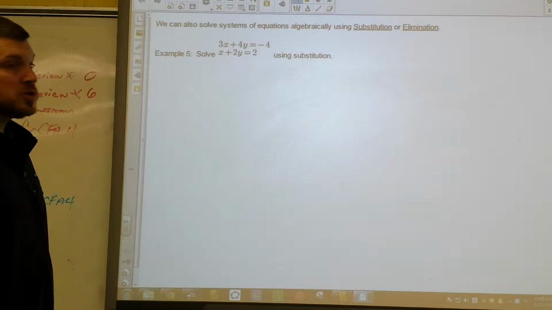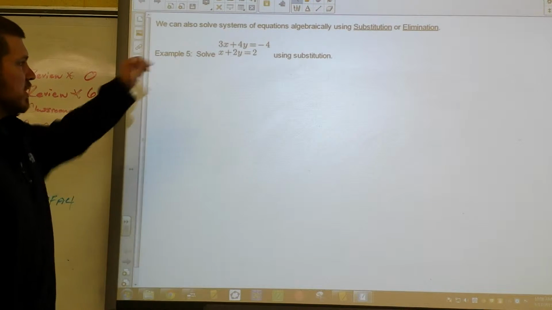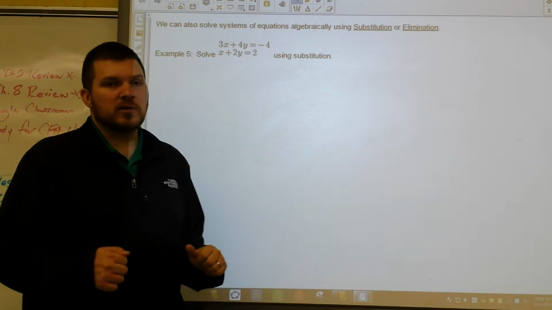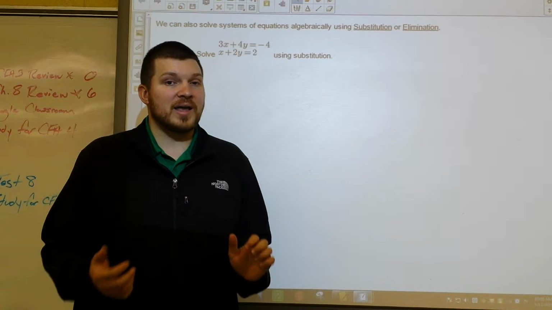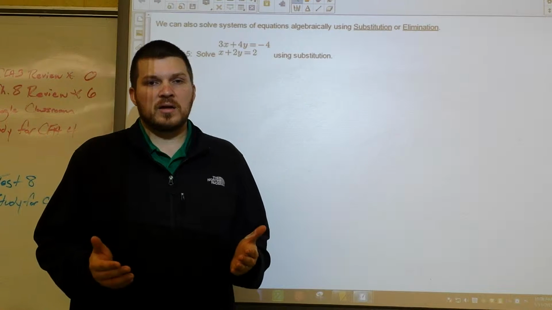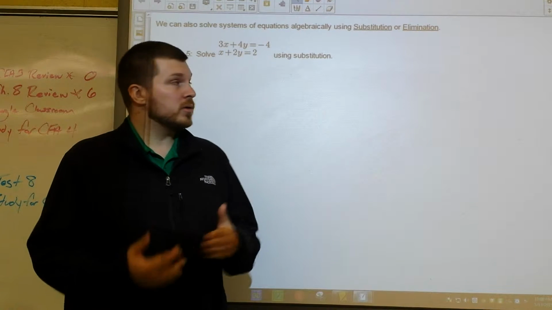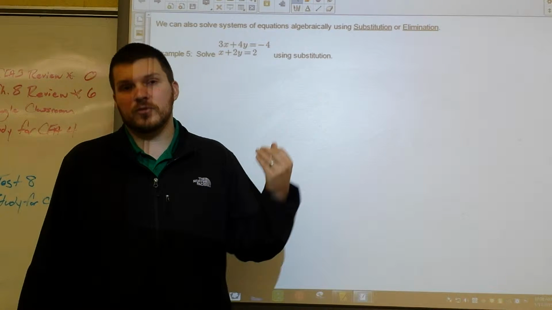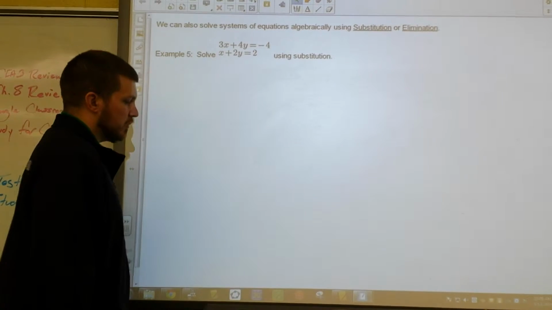So we can use substitution or elimination. Those are the two methods. In example 5, we're going to use substitution. Now substitution, what we want to do first is get one of the variables x or y by itself. Then we're going to take that expression that we get for x or y, it doesn't really matter which one, and plug it into the other equation. And then we'll just go from there.